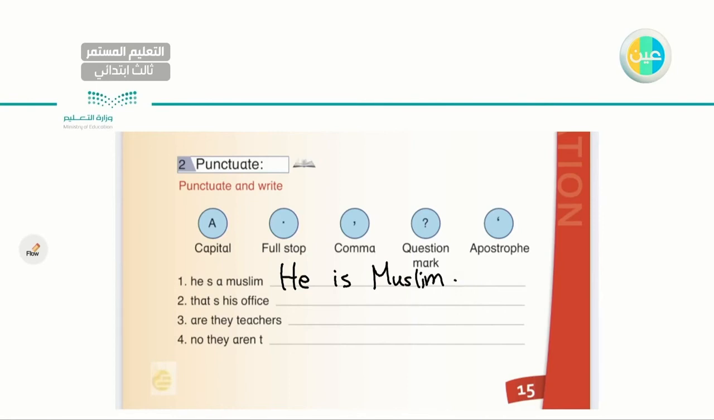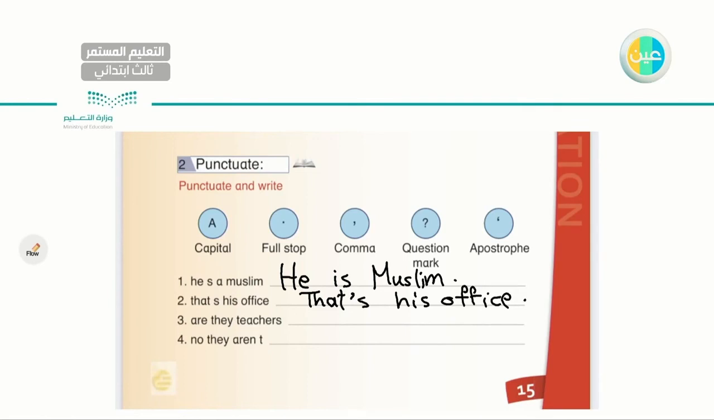Okay, number 2. That, and I have S, his office. I will start with a capital T. That's very good. I must have a comma here. That's his office. Very good. Full stop. Okay, so here I have a capital letter and a comma and full stop.